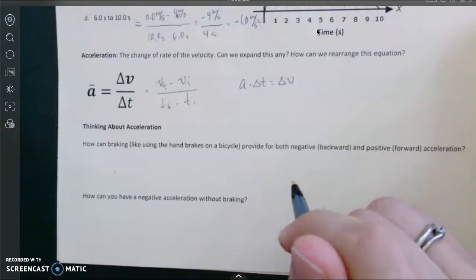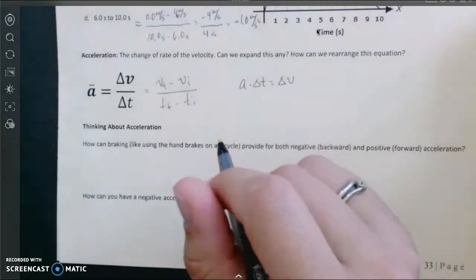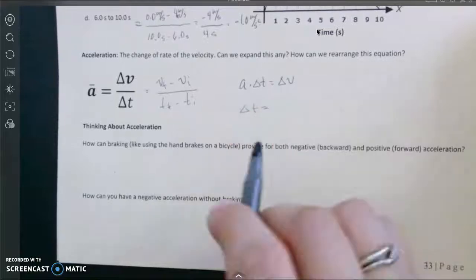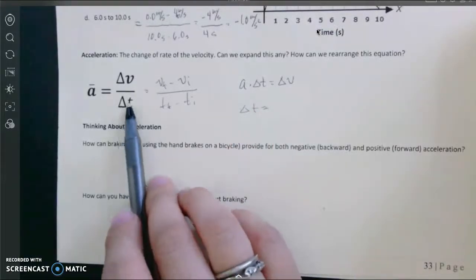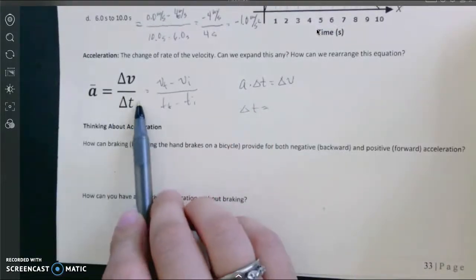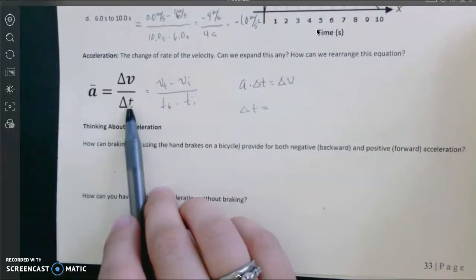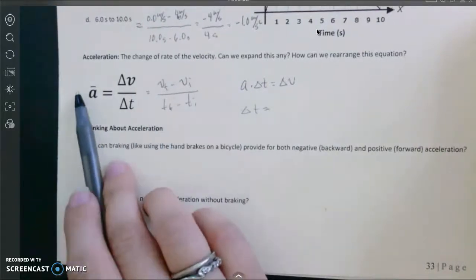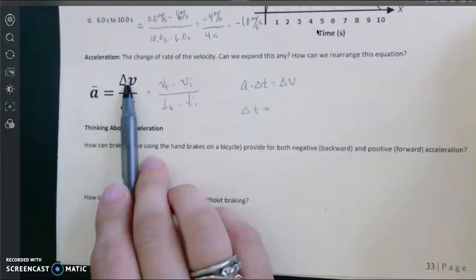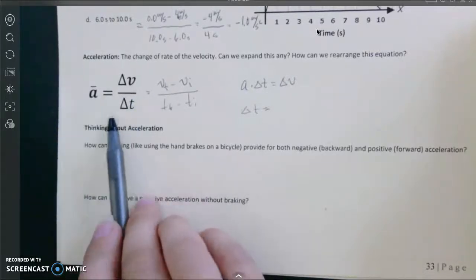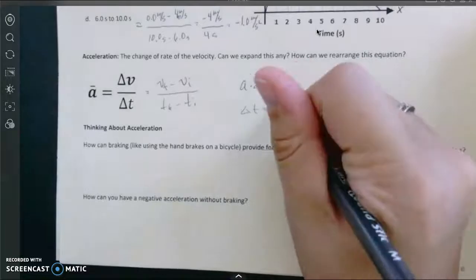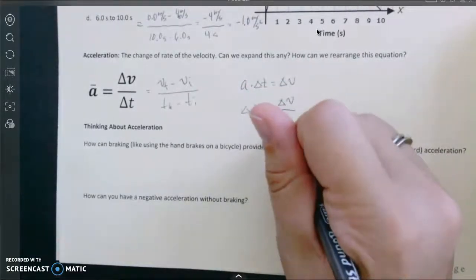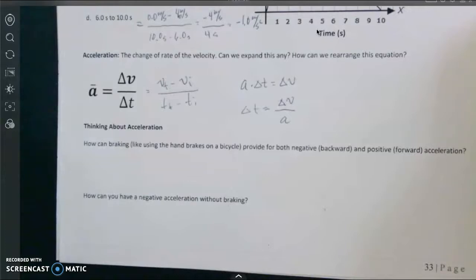Or if we wanted to solve for time, then we'd have delta t. And here's a common mistake that I see. So I'm solving for delta t. I'm going to start by getting it out of the denominator here, so I'm going to multiply both sides by delta t. And so I have delta t times acceleration equals change in velocity. And then I'm going to divide by acceleration. So delta t is actually equal to our change in velocity divided by acceleration.